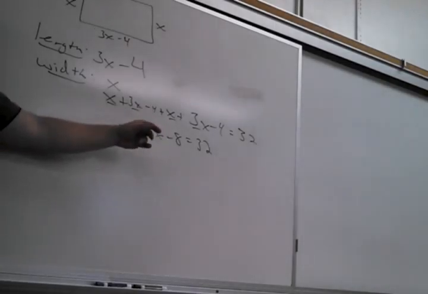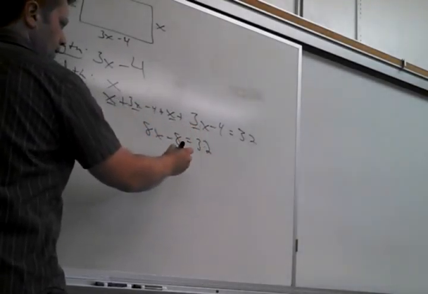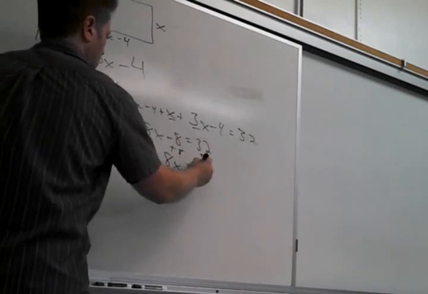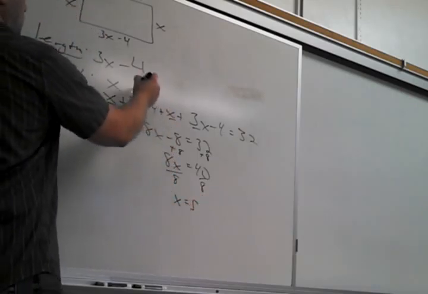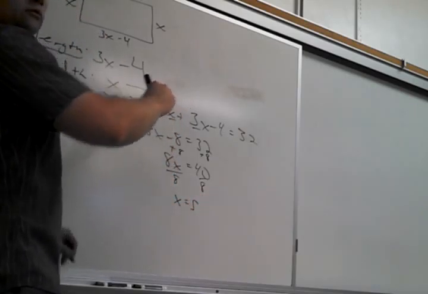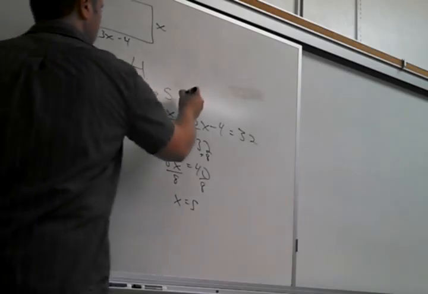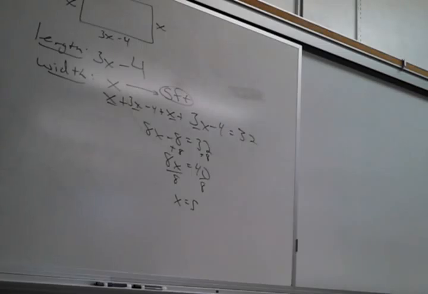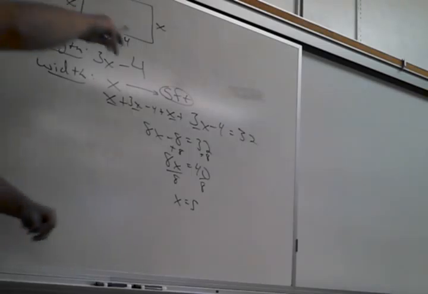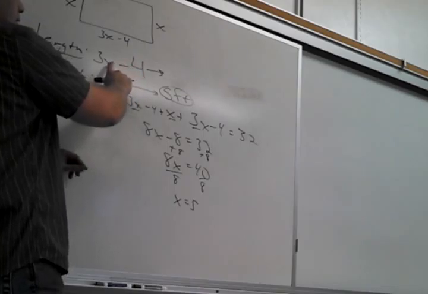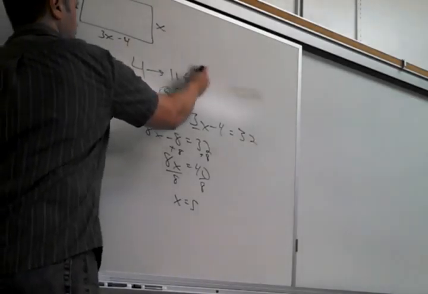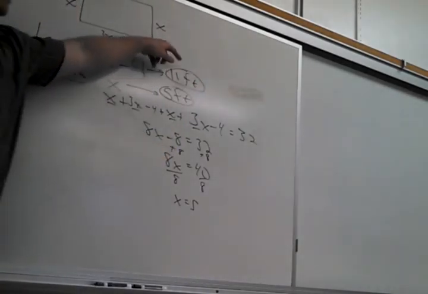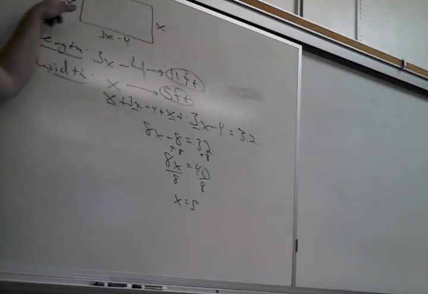All right, and then solving this should be easy. How do I keep going? Add 8. Divide by 8. Good. That's the width. 5 what? Don't make me be a dork. 5 feet. And then this will be what? 11. Now, x is 5. 3 times 5 is 15, minus 4, 11 feet. And sure enough, 11 plus 5 is 16, and you got a couple of those, that's 32. It does work. Kick ass.